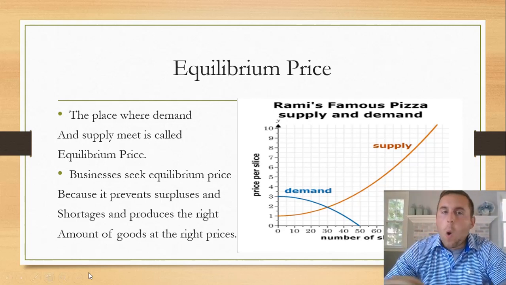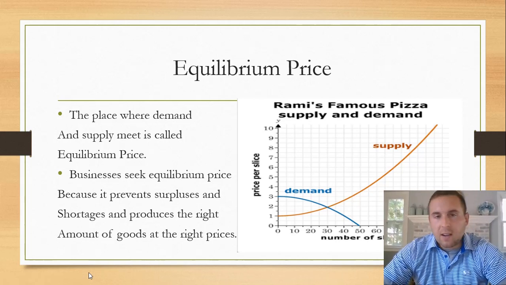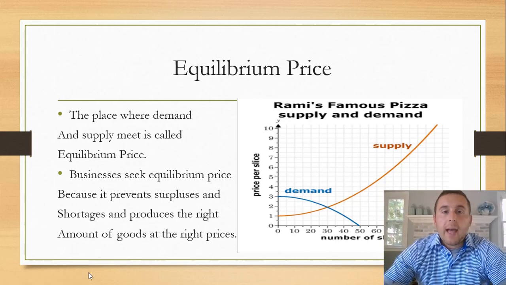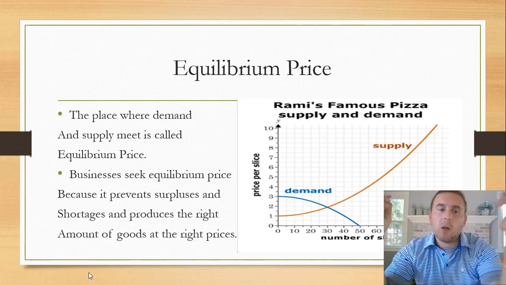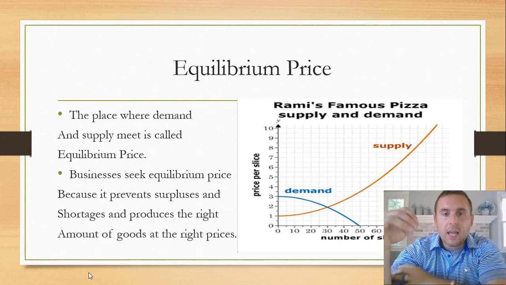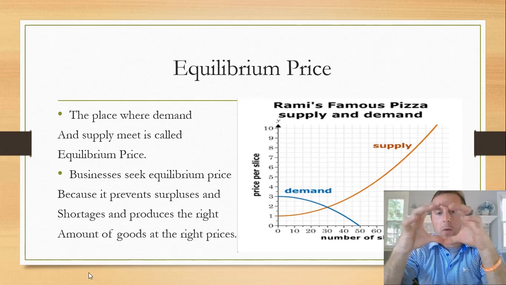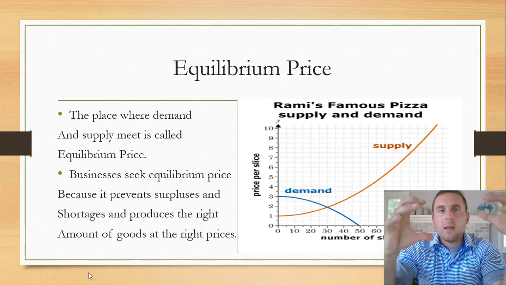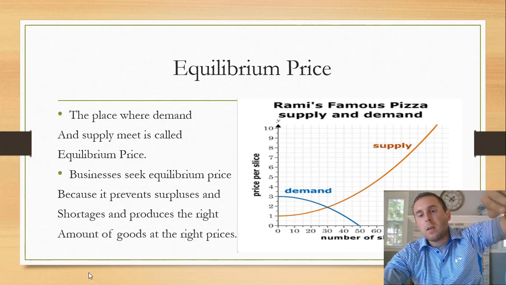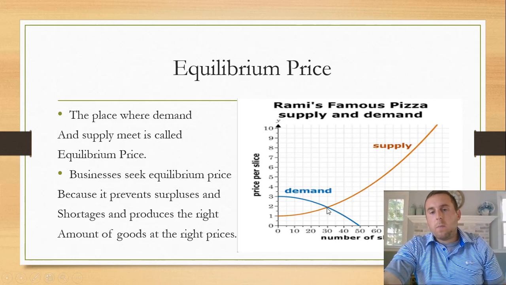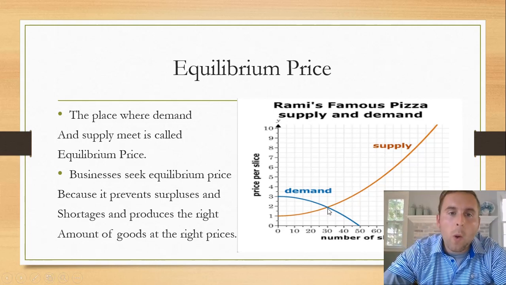Like I said, businesses are always seeking the equilibrium price. They always want to have that price, because at the equilibrium price, it helps to prevent surplus, having too much, and it also helps prevent shortages, and it helps provide the right amount of supply at the right price. So that's the equilibrium price, the spot where demand meets supply. This is what businesses are always going for.